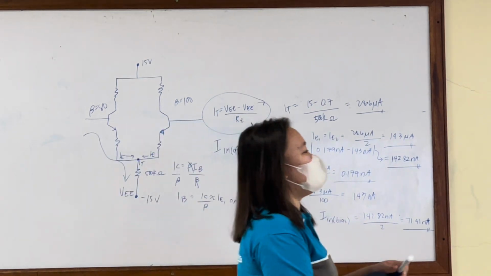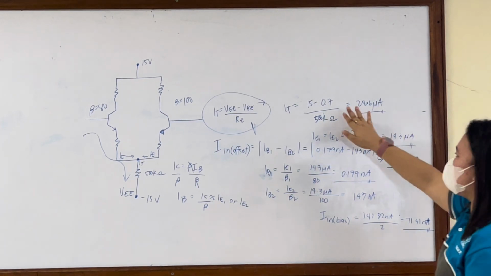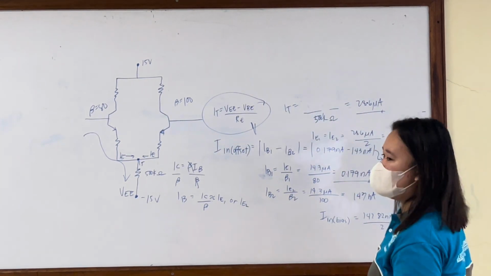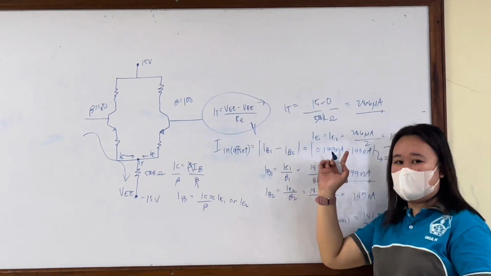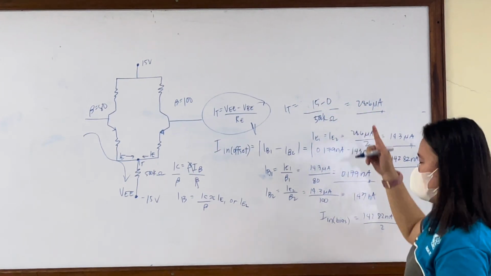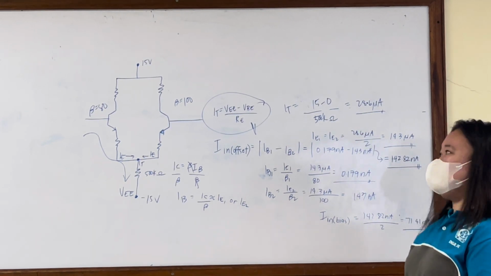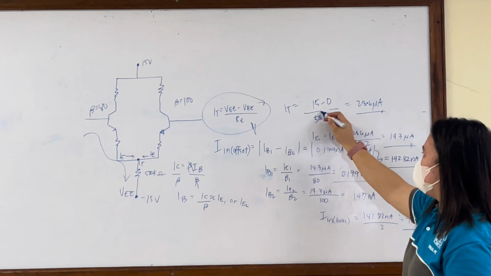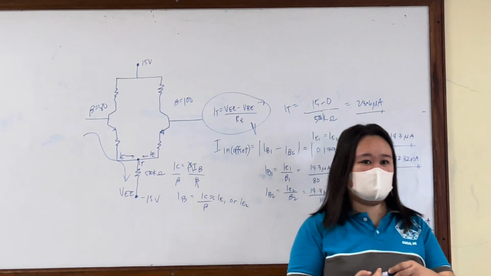Okay, so yan ang solution. Class, kung sasabihin niya neglect BE, wala na tayong BE, zero si BE. Ikaw na ang mag-solve. Okay? So, neglect or include.